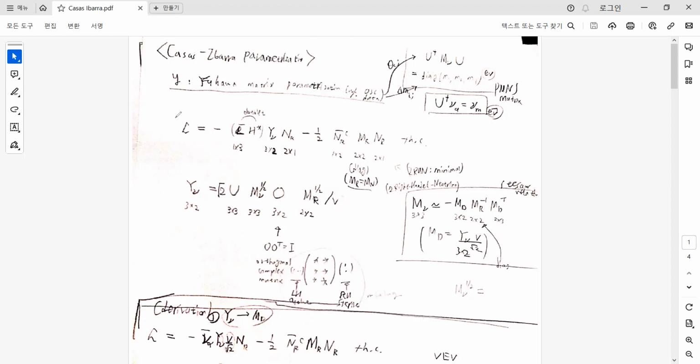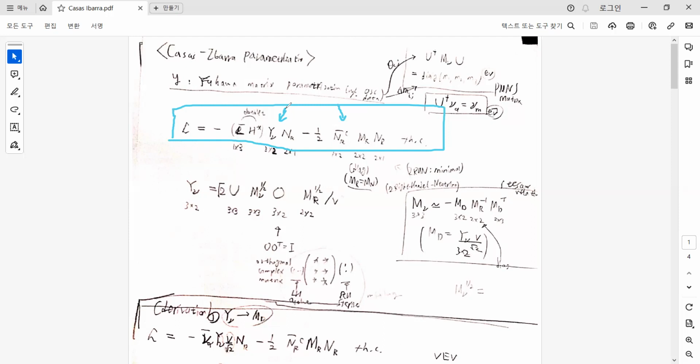So the Lagrangian of the neutrino mass can be written like that. The first term is the Yukawa coupling term, which gives the Dirac mass term. And the second term is the Majorana mass term, which gives some lepton number violations.